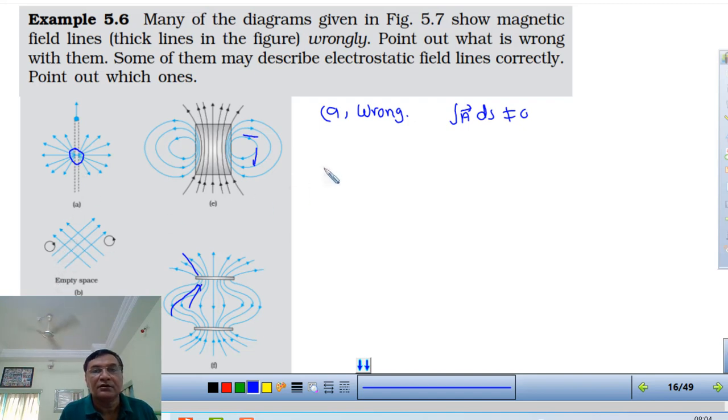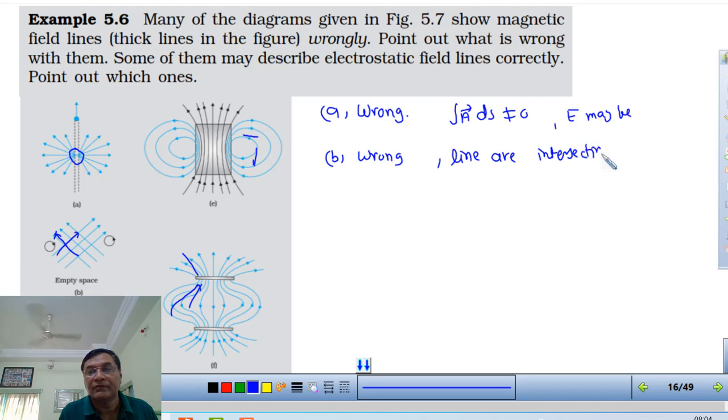The second one, can you see anything? It's very natural. See, this line is here and this line is in this direction. So two lines intersect. When two lines intersect, it is not possible. So it is wrong in both ways. Neither electric field nor magnetic field. This may be electric field, E may be. But this is not electric field nor magnetic field because lines intersect. Lines never intersect.